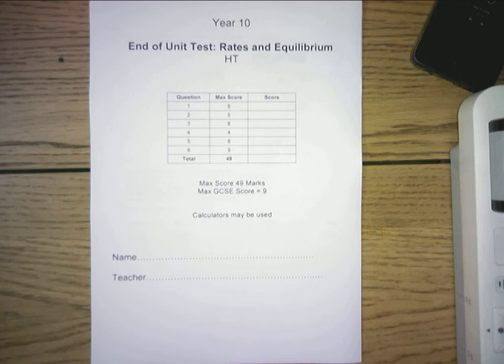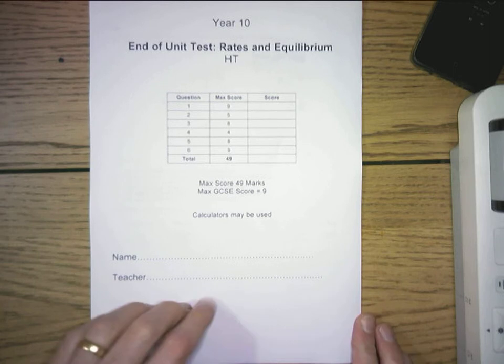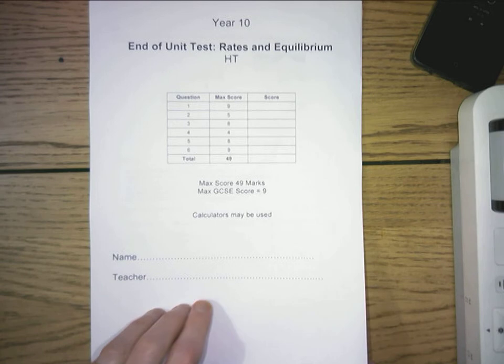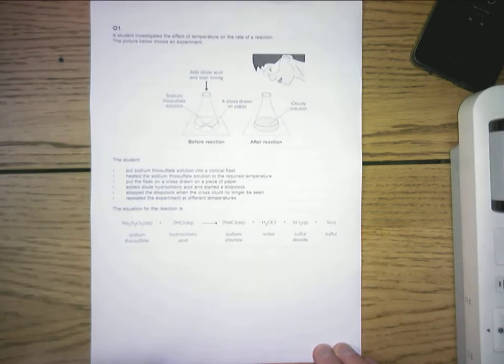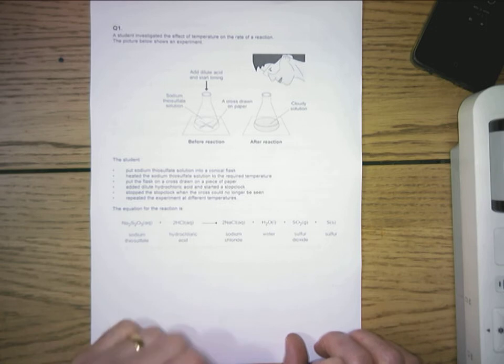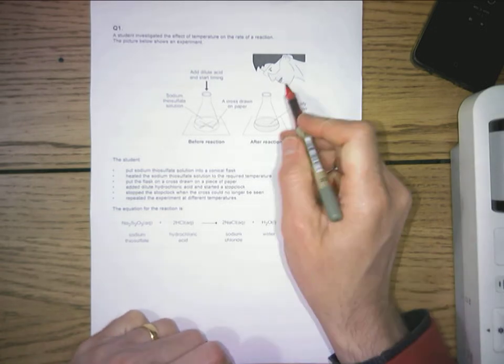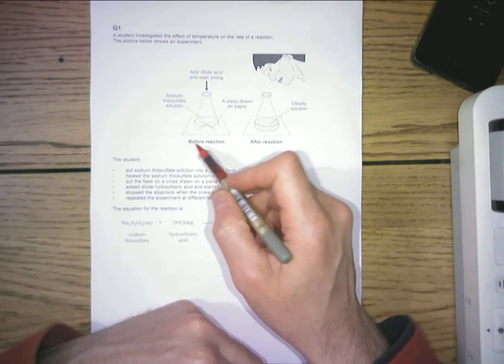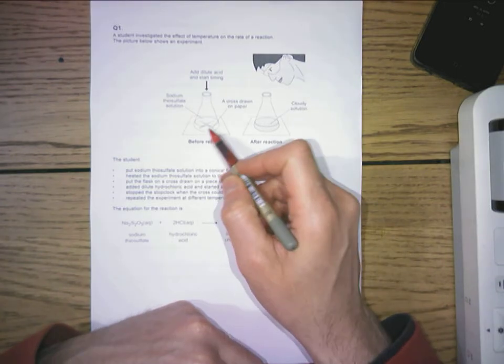Welcome to question 1 of the Year 10 end of unit test, Rates and Equilibrium, higher tier. Question 1. A student investigated the effect of temperature on the rate of reaction. The picture below shows an experiment. Look, there's the student. Here's before the reaction. We've got sodium thiosulfate in the flask.